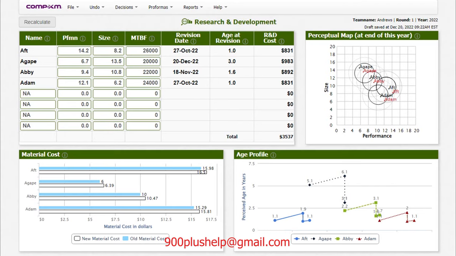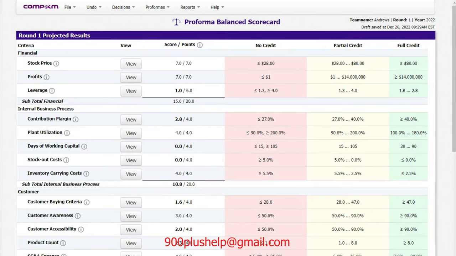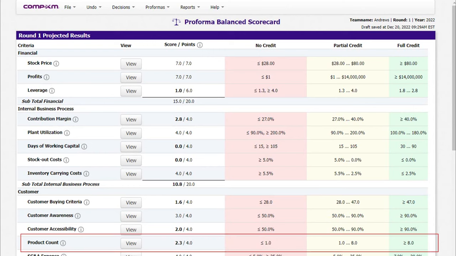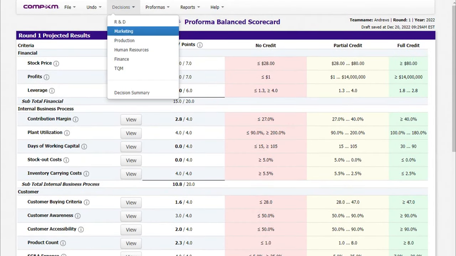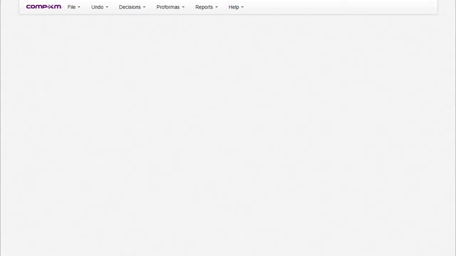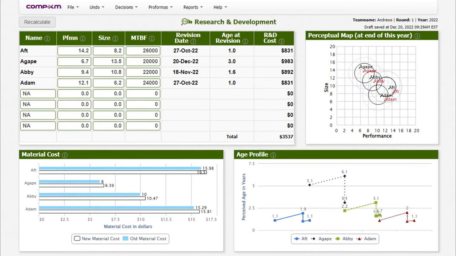Again, there are also points for product count. You can see it in the balanced scorecard. Here you can see we have product count, and because now we are only having the original products, which are 4, we are not getting the maximum points. We are only getting 2.3. We want to maximize these points, and that is the reason why from this round we start introducing newer products. So I'll go back to R&D.